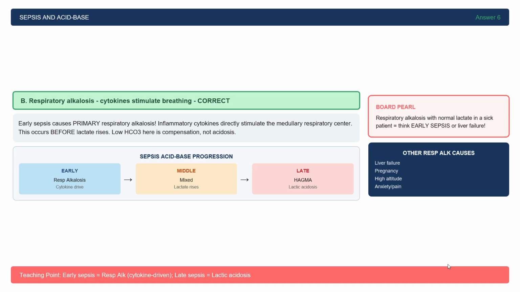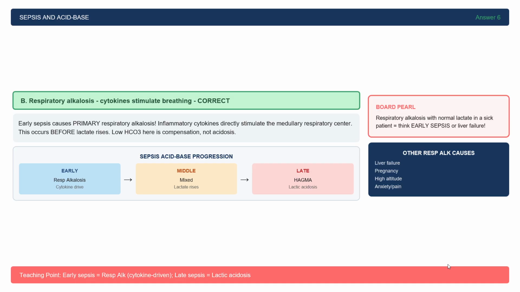This pattern represents respiratory alkalosis driven by cytokine stimulation of the respiratory center, and it's an important clinical clue. So, one key pearl to remember is that early sepsis often presents with primary respiratory alkalosis. Inflammatory cytokines directly stimulate the brain's respiratory center, which causes hyperventilation. And this can happen even before lactate rises. So, in this case, the bicarbonate of 18 is actually compensation for respiratory alkalosis. It does not automatically mean there is a primary metabolic acidosis going on.